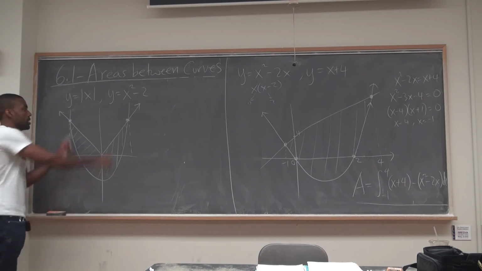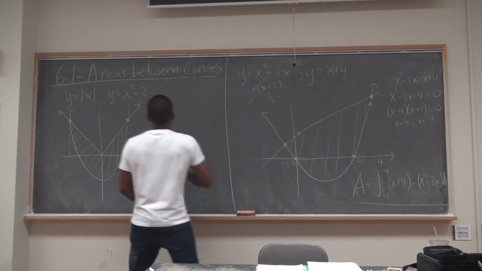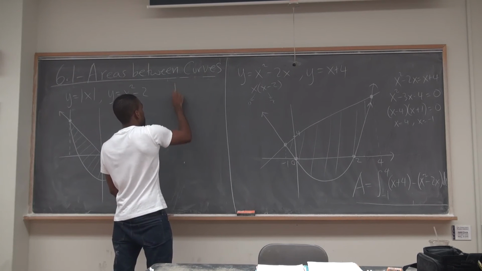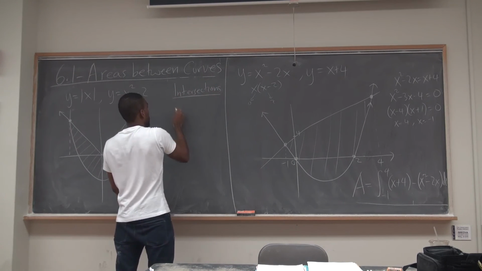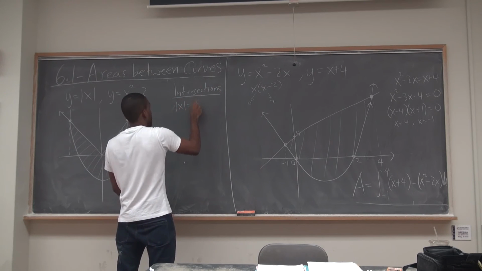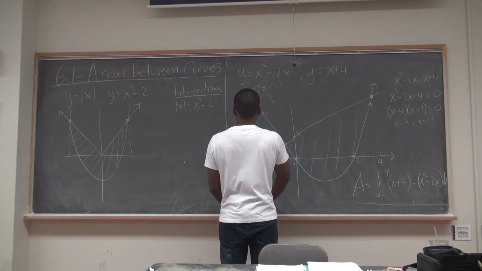So what do we need? Intersections. How are we going to find those intersections? Set them equal. So for intersections, you have absolute value of x equals x squared minus 2. Okay, so what happens there?